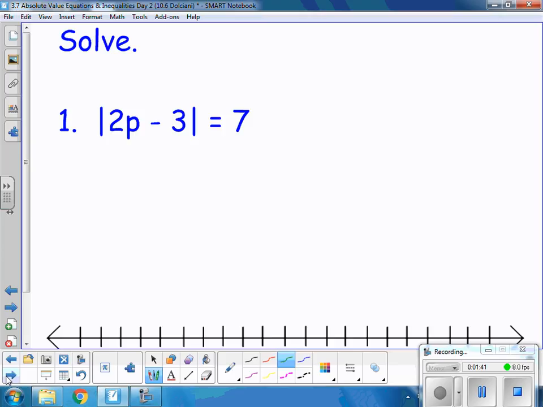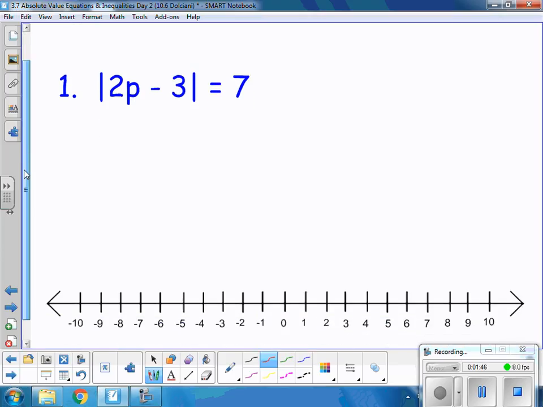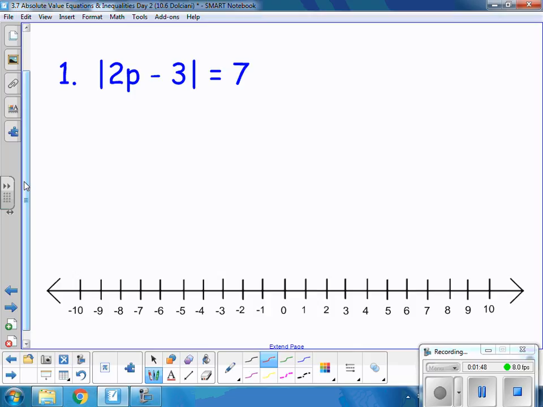Let's try it out. Okay, we got a couple of special things going on here. So we've got the absolute value of 2p minus 3 equals 7. Because we're working with an equation, I don't have to worry about inequalities. I can do 2p minus 3 equals 7, or 2p minus 3 equals negative 7. I need to try them both out. Okay, so I'm going to add 3 to both sides.